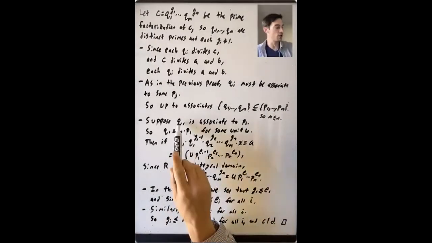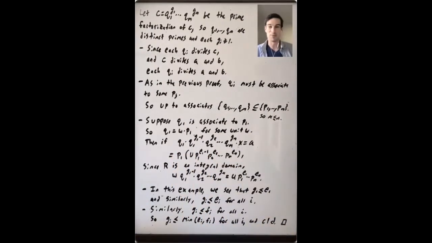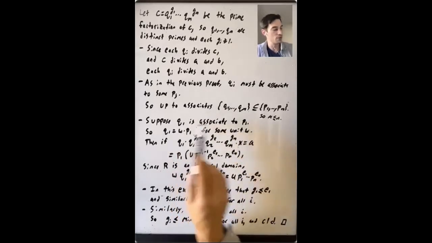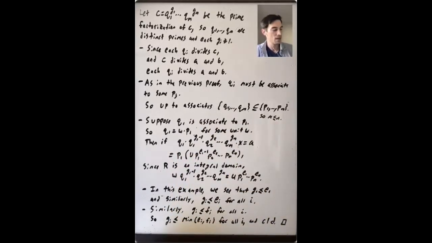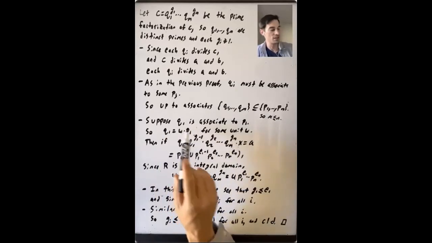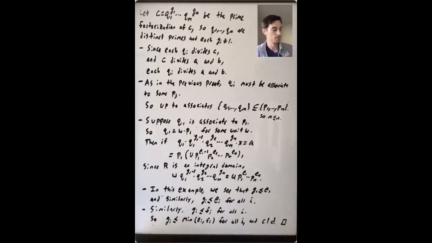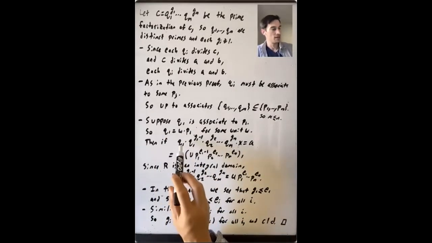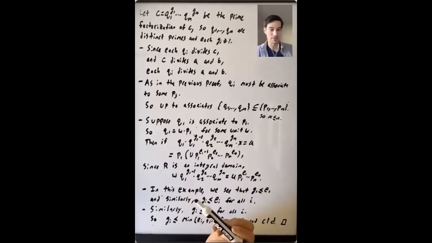So let's just suppose that Q1 is associate to P1. You can think about how you would need to change the details if Q1 was associate to P2 instead, but this is just labels and we're free to rearrange. So let's suppose that Q1 is associate to P1. That means Q1 is some unit W times P1. Then, C divides A. That means that A is equal to C times something.